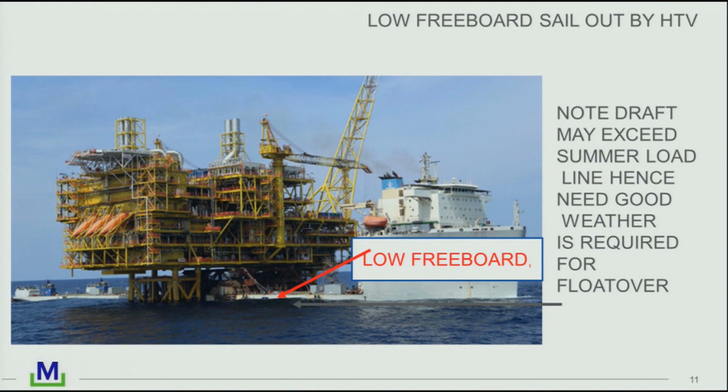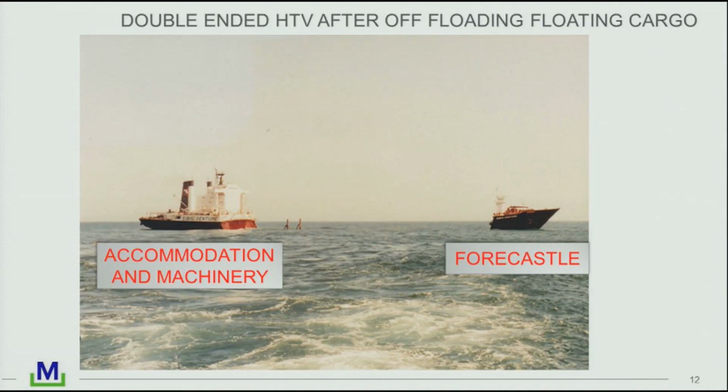We need very good weather for that situation. And we need special permission from the class societies in order to go to such a deep draft at an offshore location. This is a heavy transport vessel, double-ended one, which has just offloaded its cargo. You can see how vulnerable the ship is in this situation to damage or misballasting.